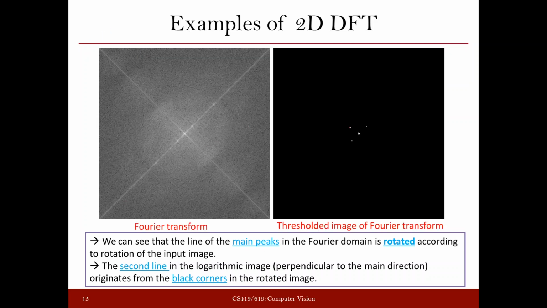Fine. So if you do the thresholding, you find that though white dots are coming in this direction, the major frequency is only lying in this direction, right? Which is the direction of the pattern that you have in your image.